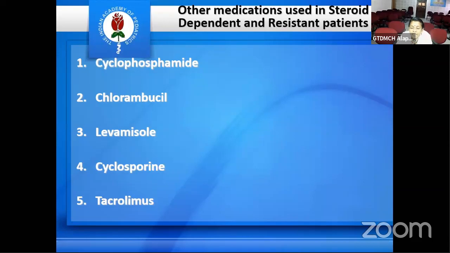Other medications that can be used in steroid dependent and resistant patients, if the child is not responding to steroids, are cyclophosphamide, chlorambucil, levamisole, cyclosporin, tacrolimus, etc. These are all given in steroid resistant and dependent cases.